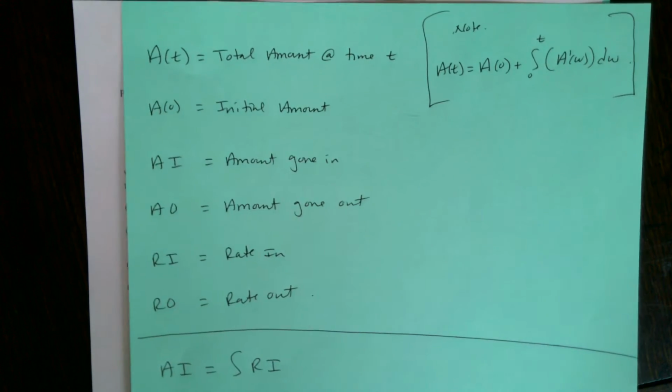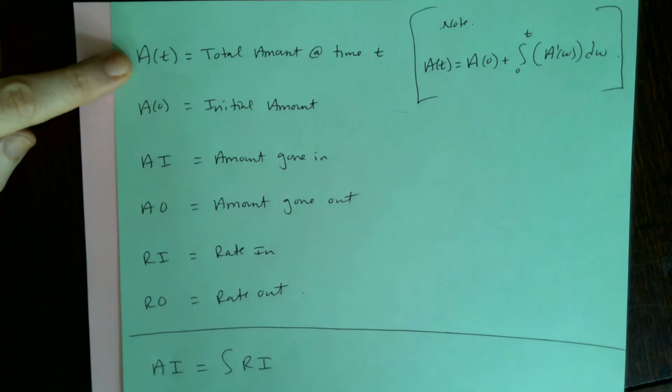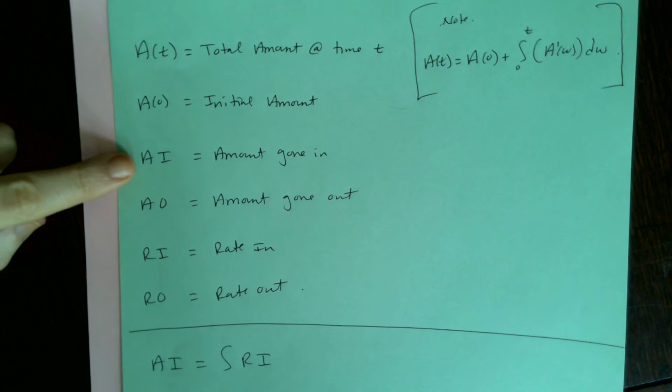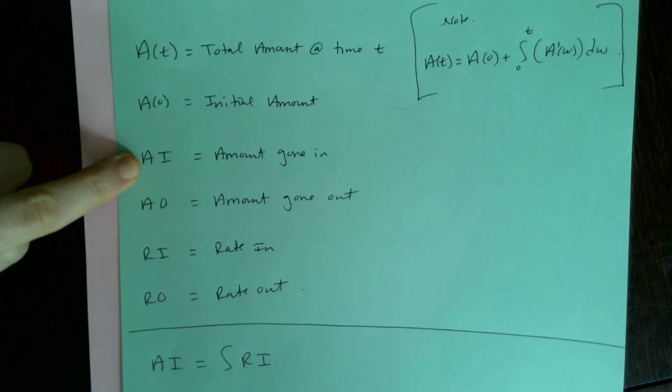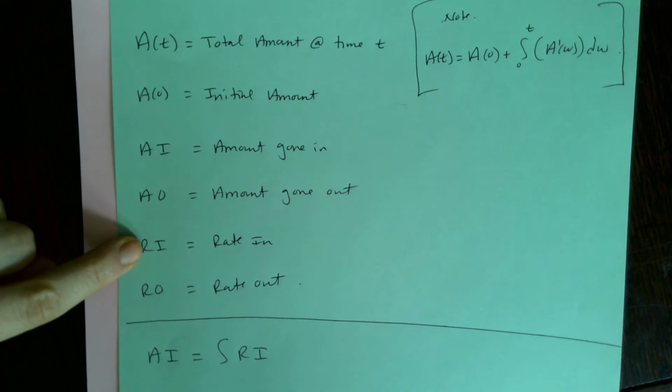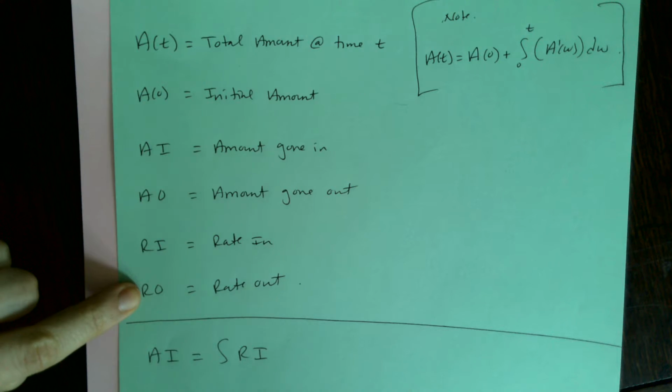All right, so here's some things that I wrote down. A of t is the total amount at time t. A of 0, initial amount. AI, the amount that has gone in. AO, the amount that has gone out. RI, rate in. RO, rate out.